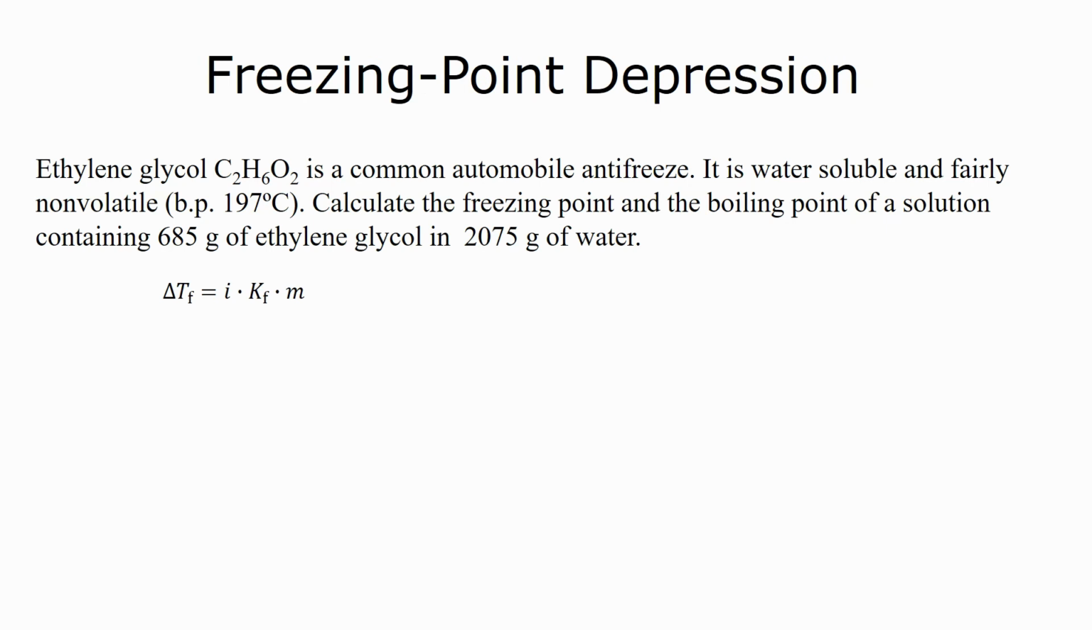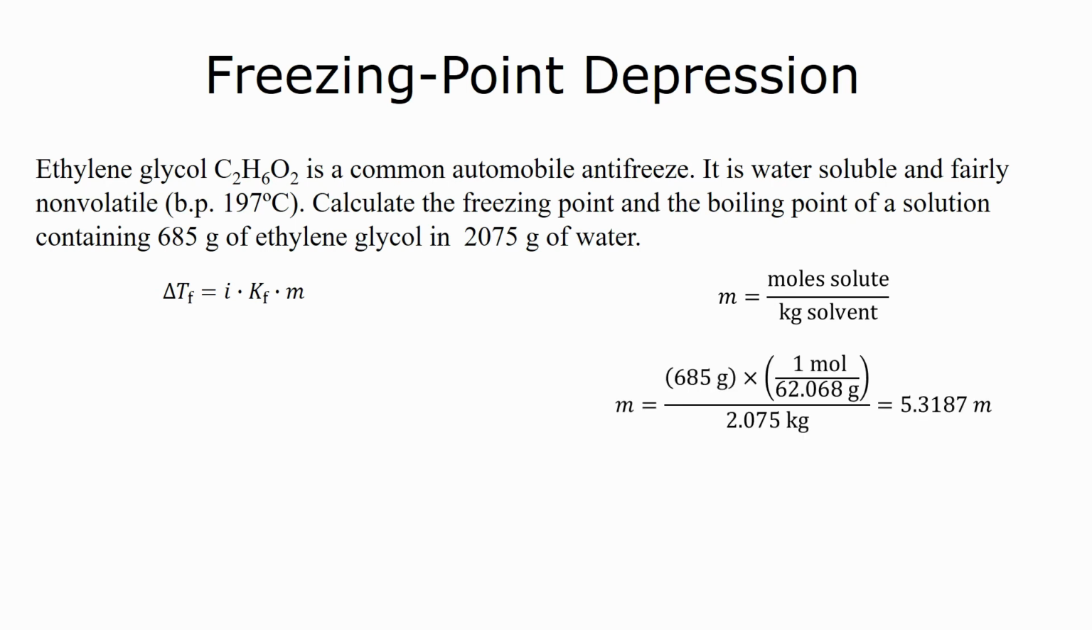We're going to find the change in freezing point first. For a non-electrolyte such as ethylene glycol, the Van't Hoff factor i is just 1. So we need to find the molality. We need to know the moles of solute and the kilograms of solvent. And once we have the molality of this solution, we're just going to plug it into our equation for delta Tf.